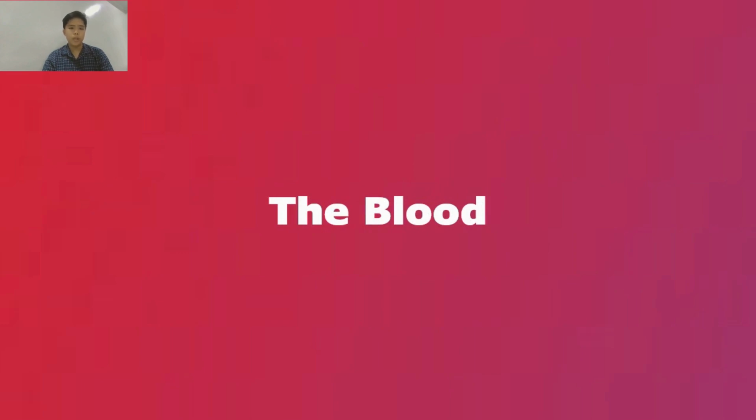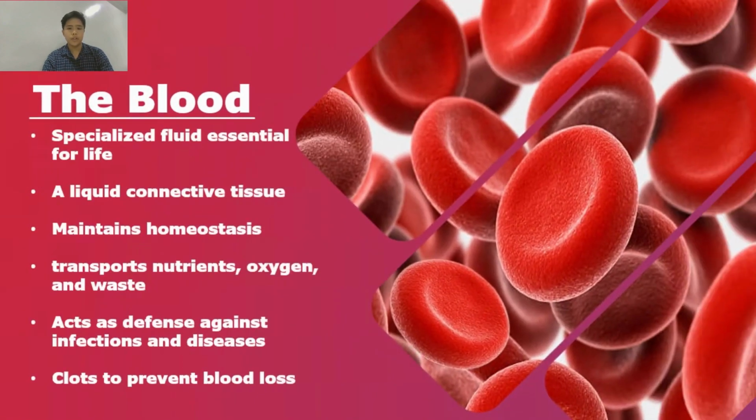First of all, the blood is a specialized fluid that is essential for life, and it is a liquid connective tissue which maintains homeostasis. The blood also transports nutrients, oxygen, and other waste products, which is the job of the RBCs. It also acts as defense against infections and diseases, which is made possible by the WBCs. The blood also clots to prevent blood loss, and we have the PLTs to thank for this. Overall, the blood is an important fluid in our body that keeps us alive and protected.